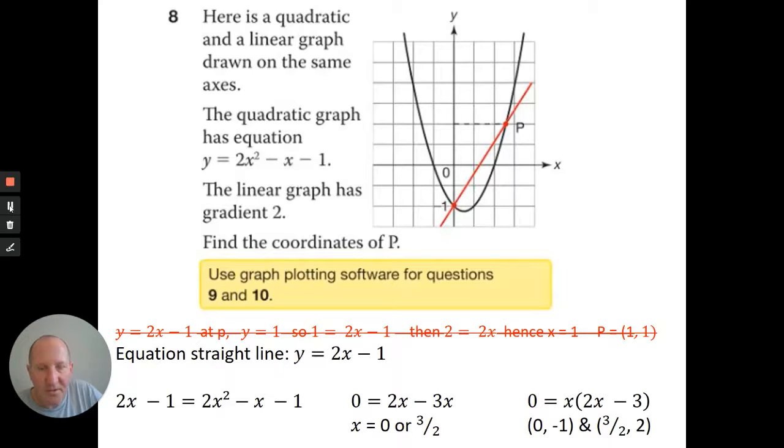Anyway, that's just an explanation of some questions from the A exercise, and hopefully that'll help you do some of these.